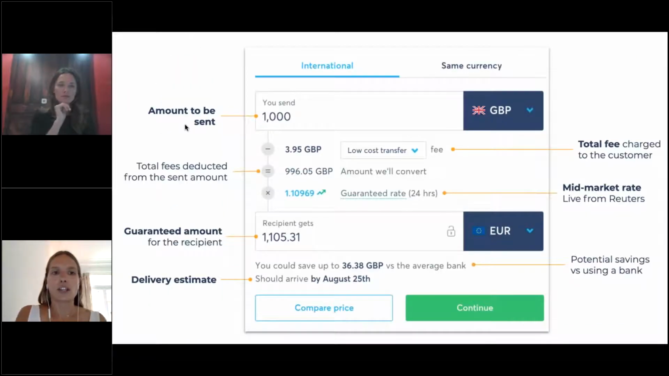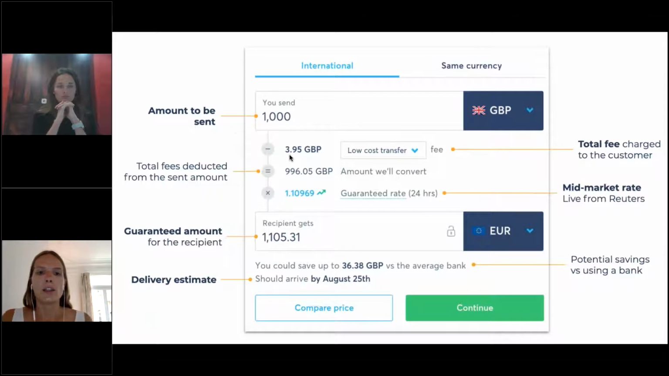So what does this actually look like when you make a payment with Transferwise? This is a screenshot taken from my Transferwise account, but this calculator is actually available to anybody on the Transferwise homepage. So we're looking at a few things here. The first is GBP is the currency that I'm looking to fund my payment with, and I'd like to make a payment to somebody in euros. And you can also see that I'd like to send out £1,000.